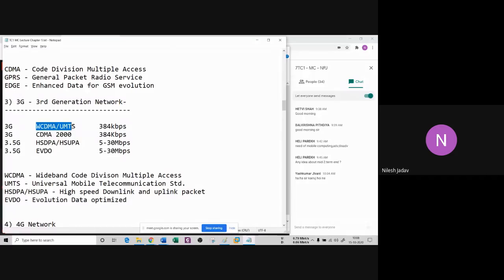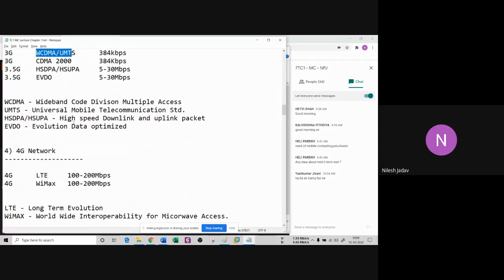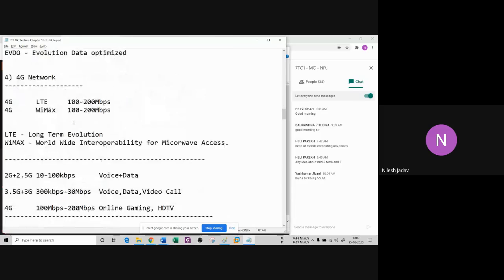They have good technologies such as WCDMA and UMTS, which is Wideband Code Division Multiple Access, and UMTS is Universal Mobile Telecommunication Standard. They are for error detection and error correction. Therefore, you are getting speeds like 384 kbps. We have HSDPA and HSUPA, which are for uplink and downlink packets. That's why we have good 5 to 30 Mbps of speed there. Then we come to the 4G network, specifically LTE, Long-Term Evolution, which gives you this kind of speed.